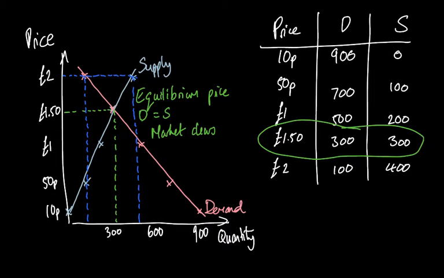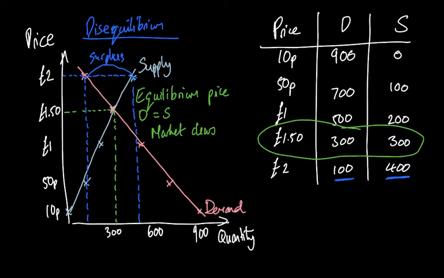And we can see that here, and indeed you can see it on the table over here. When the price is £2, there'll be lots of cups of coffee being produced, 400 cups of coffee being produced, as we can see over here, but only 100 of them will actually be bought. What that means is we have up here a surplus. If the price is £2, then the market is not going to be in equilibrium. So we say that it is in disequilibrium.